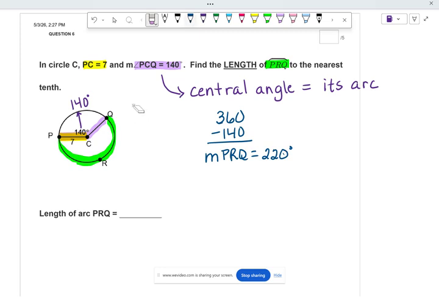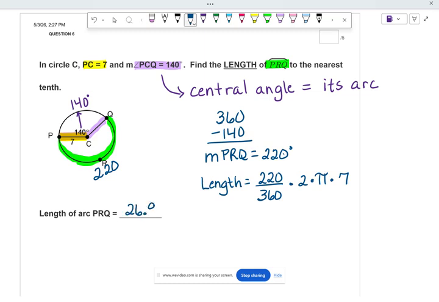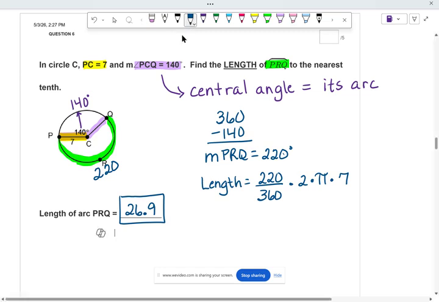But unfortunately, that's not what they want. They don't want the measure, they want the length. So you have to go use your length formula. The length is equal to the degree measure of the arc, 220, divided by 360 times 2 times pi times the radius, which is 7. And if you plug all of that into Desmos, you're going to get 26.9. All right, we rounded to the 10th, so we are good to move on.